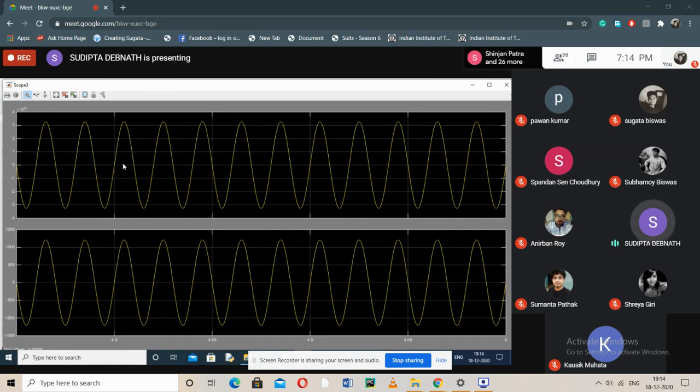So voltage and current are exactly in phase with each other. Can you understand from these two figures that voltage and current are in phase? Yes, ma'am. Because they are becoming zero at the same time. So the power factor is unity. This is confirmed: under surge impedance loading, the power factor is unity.